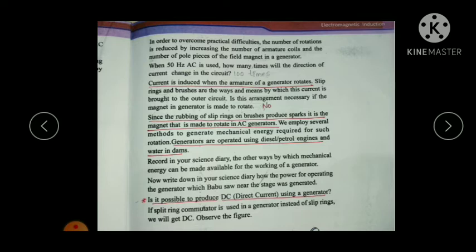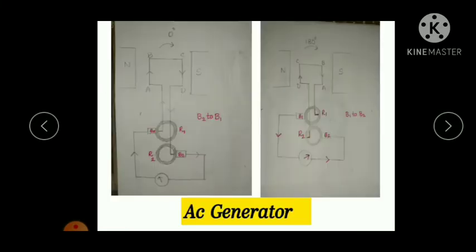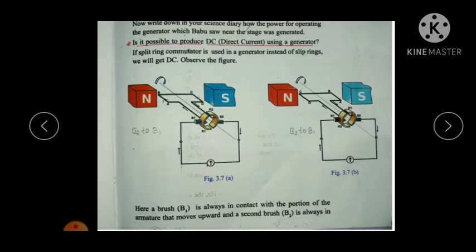For that, what do we have to do? Instead of these slip rings, we have to connect a split ring commutator. If a split ring commutator is used in a generator instead of slip rings, we will get DC. So instead of connecting these slip rings, we have to connect a split ring commutator, so that we will get DC in the generator.